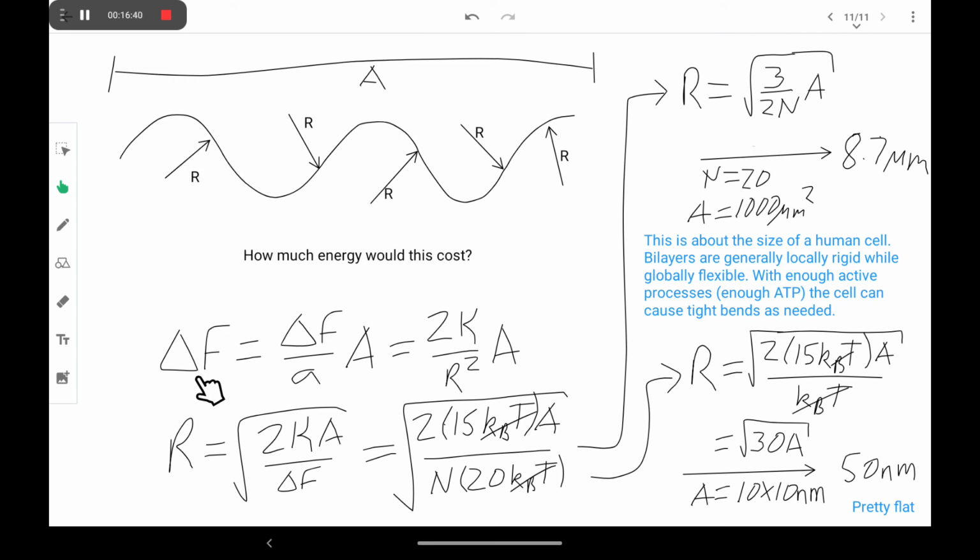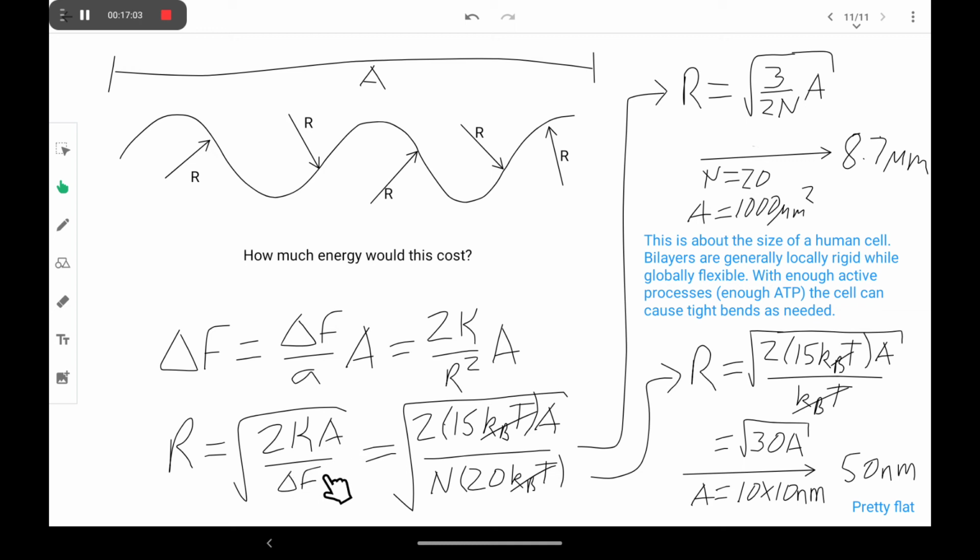So we go back. Here's the energy it would take to take it from straight to bent. That's how much per unit area times the area. So we plug it in here, and we find what radius we would have in terms of the energy available and the area we're working with. We have a lot of unknowns here, so let's think.